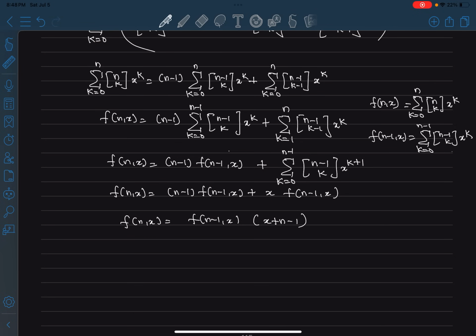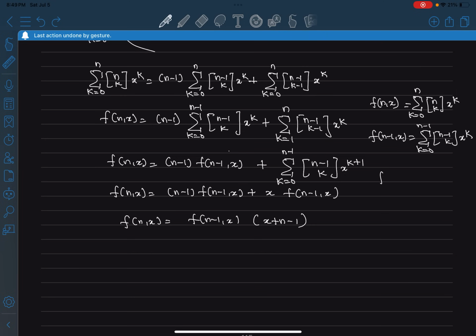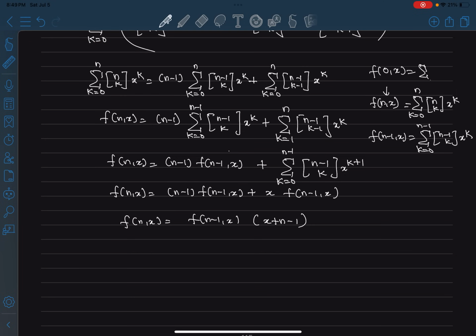Now from here, let's substitute n as 0. f of 0 comma x will just be the sum from k equals 0 to 0 of the Stirling number of the first kind, 0 and k, times x to the power k, right? Now the Stirling number of the first kind at 0, 0 is just 1, and x to the power 0 is also 1, so this actually becomes just 1, right?